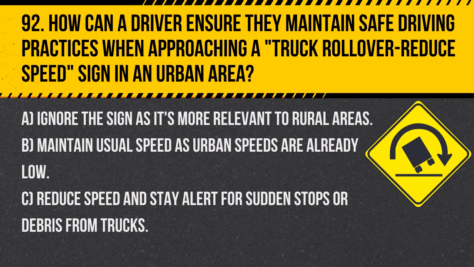Question 92. How can a driver ensure they maintain safe driving practices when approaching a truck rollover reduced speed sign in an urban area? A. Ignore the sign as it's more relevant to rural areas. B. Maintain usual speed as urban speeds are already low. C. Reduce speed and stay alert for sudden stops or debris from trucks.